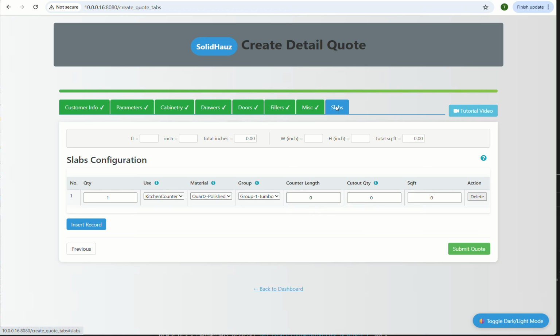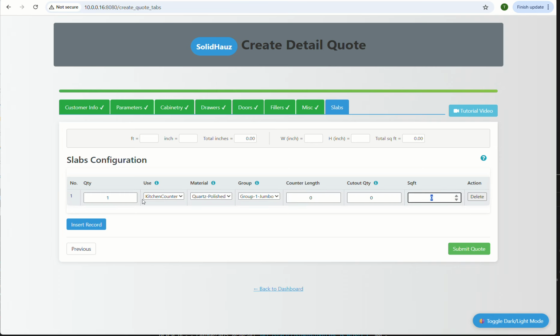Okay, so you come to the last tab, which is slab. So this is mainly for the countertop for the kitchen. Before you go into putting in numbers here, we have two calculators. One converts feet and inches into total inches. Another one gives the square footage if you give the width and height. So that is what is going to go into here, and also into this one.